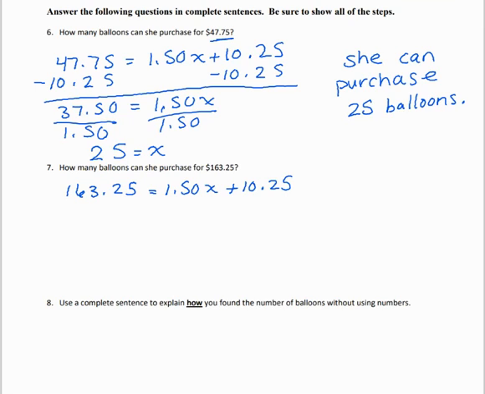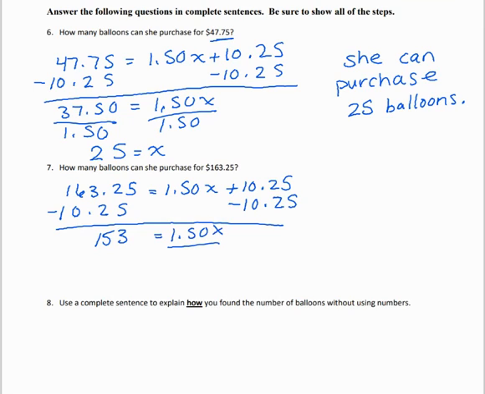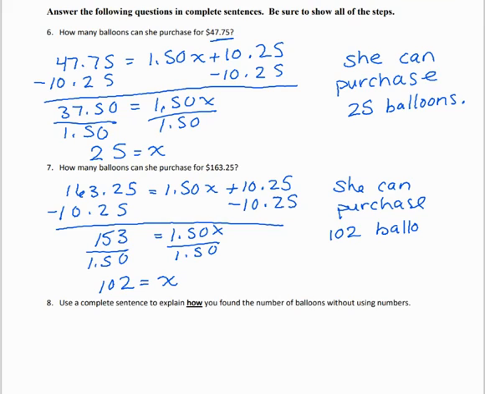So for number 7, we're plugging in 163.25 for y, and we're going to solve for x. So we follow the same pattern. We're going, good, Gabe. We're going to subtract 10.25. That leaves me with 153 equals 1.50x. Divide by 1.50 now, and we get 102. So she can purchase 102 balloons.